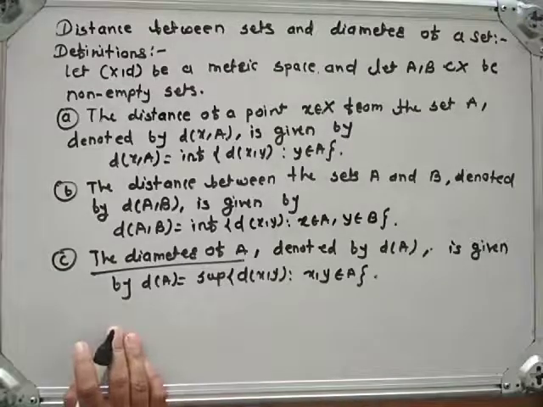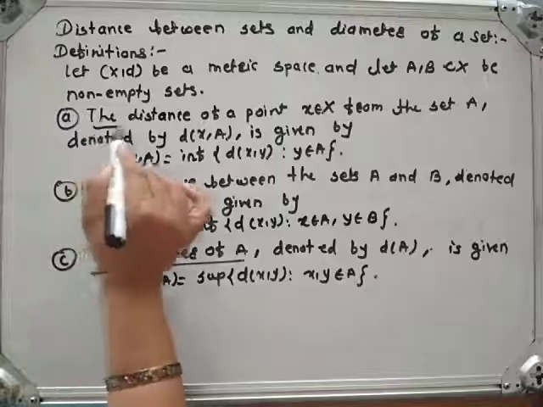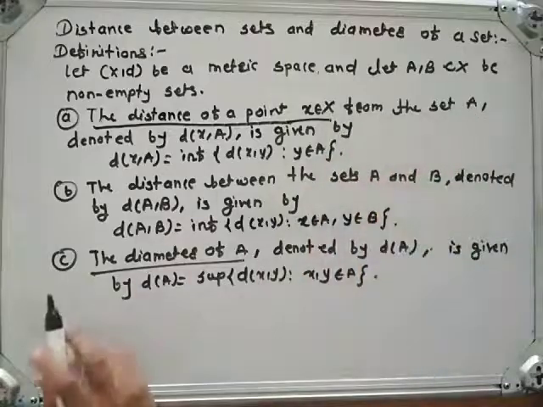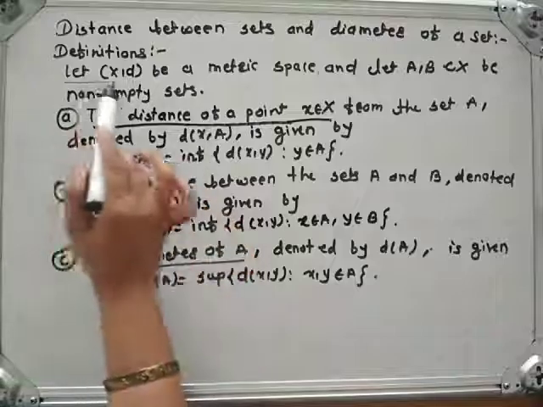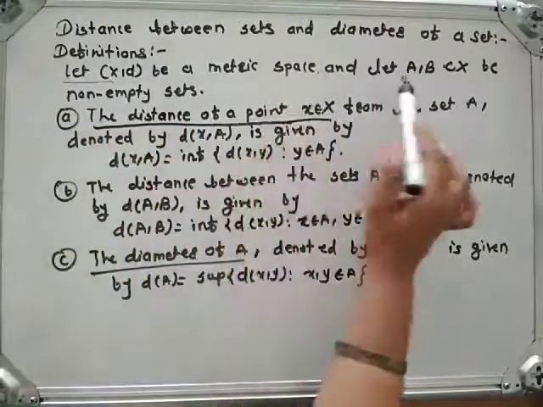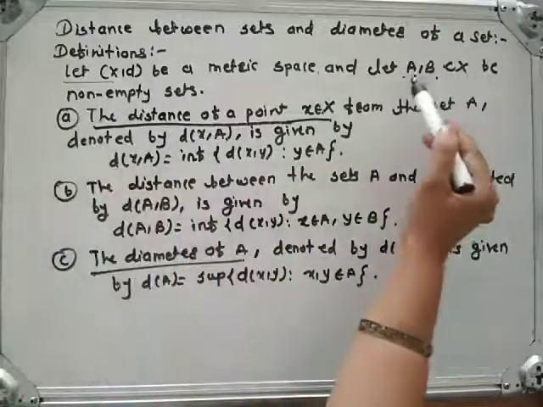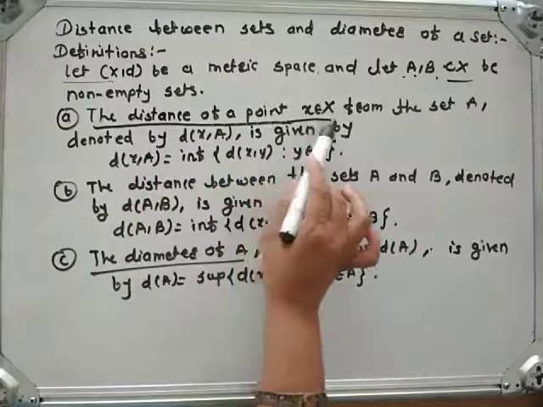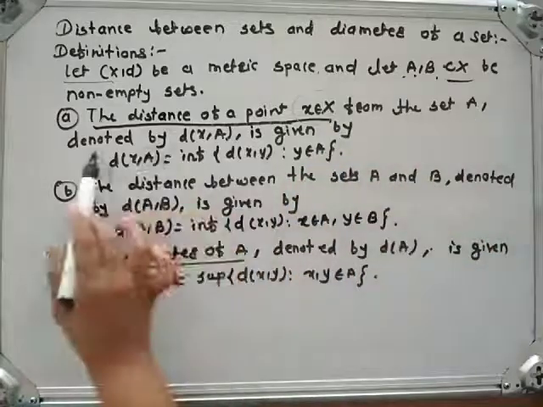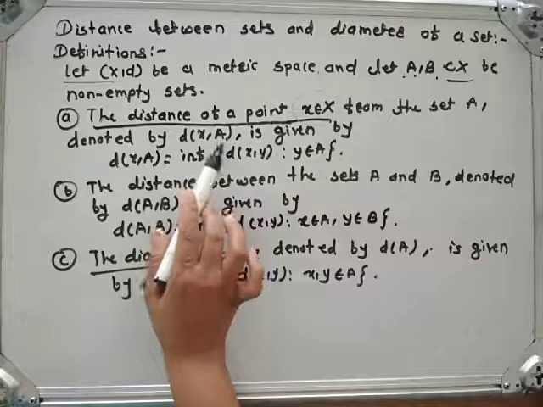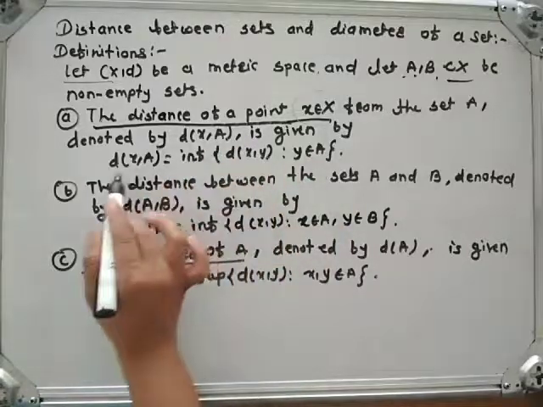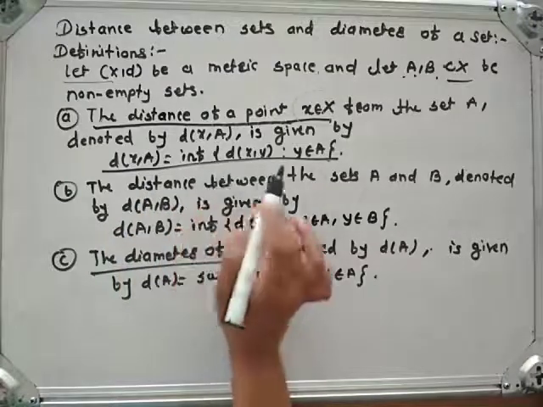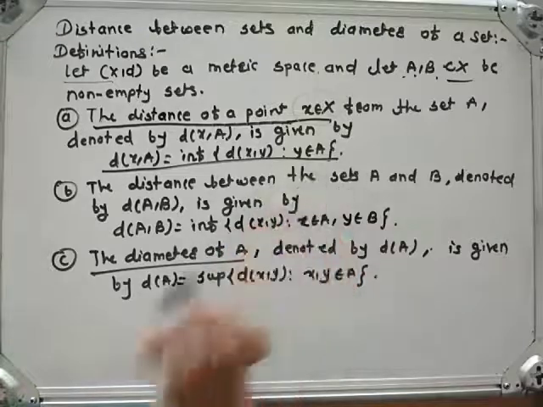See here, the first definition is the distance of a point x belonging to X from the set A. We have (X, d) a metric space and A, B non-empty subsets of X. The distance of a point of X from the set A is denoted by d(x, A), and it is given by d(x, A) = inf{d(x, y) : y belongs to A}.